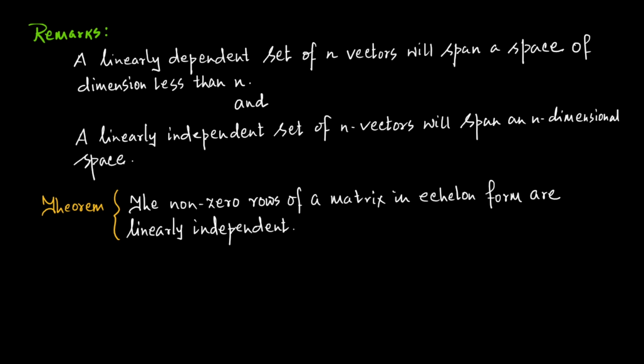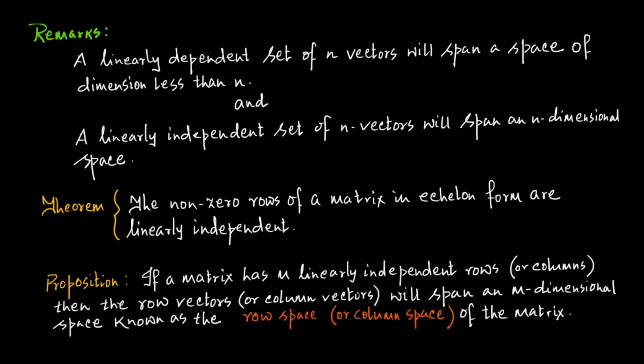Now, with very little more effort, we can prove that if a matrix has m linearly independent rows or columns, then the row vectors or column vectors will span an m-dimensional space, and such a space is known as the row space if spanned by the row vectors, or column space if spanned by the column vectors of the matrix.